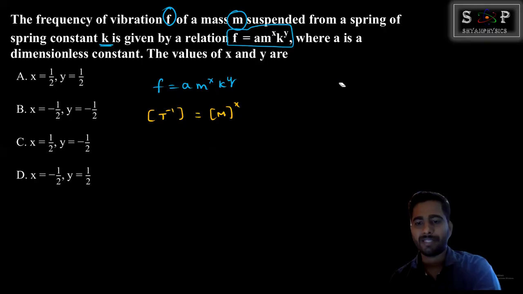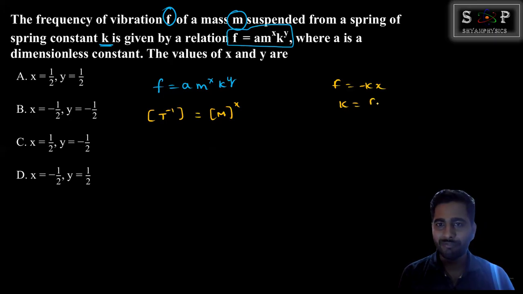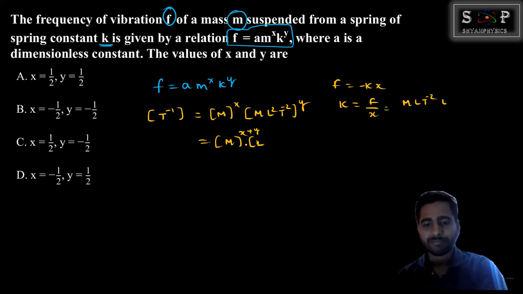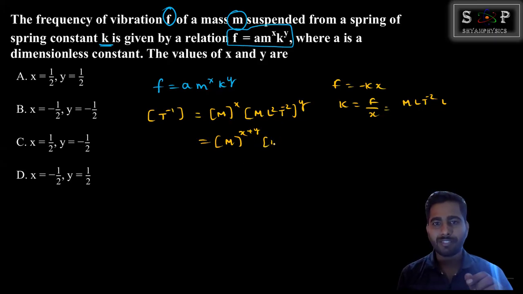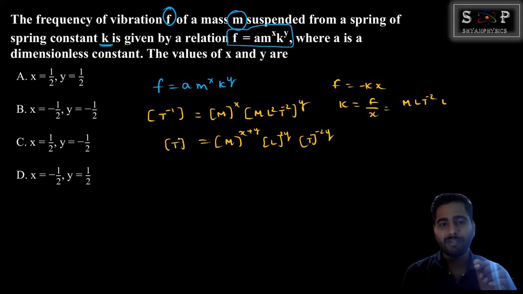For spring constant we can write here force per unit distance. Basically F is equal to minus kx. So k dimensionally I'm writing here force by length x. It is nothing but M L T to the power minus 2 by L. So we can write that value here, M L to the power 2 T to the power minus 2, whole to the power y. Next, compare the values by writing individual dimensions: M to the power x plus y, next L, next L to the power 2y and T to the power minus 2y. Here it is T to the power minus 1.